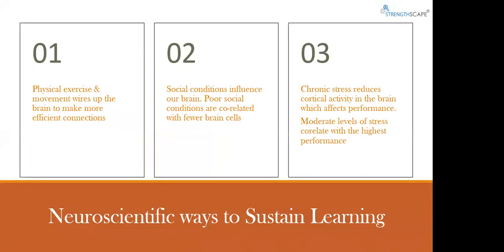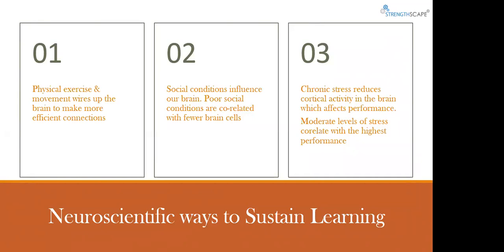So very quickly to recap, physical exercise and movement wires the brain to make it more effective. There are more connections in the brain when we are more physically active. Social conditions influence our brain as well. Poor social conditions, or when we are not dealing with other people, when we are not learning from our environment or from people around us, the learning tends to be poorer. And chronic stress also has an impact on the performance of the brain, because sustained stress will never result in higher learning. Sustained stress will always result in only dealing with the stress but never in learning.